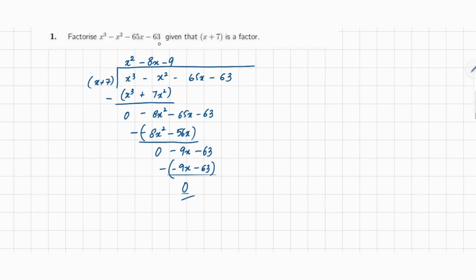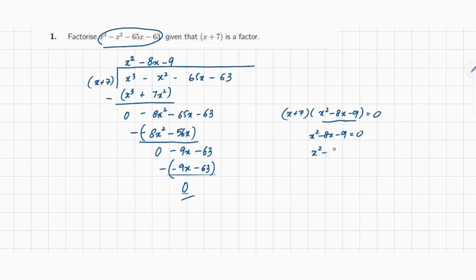So our final answer is this. So our polynomial can be written in the form x plus 7 times x squared minus 8x minus 9 equals 0. We know that x plus 7 is a factor of this polynomial. We can find the other factors from this quotient that we got. So we have x squared minus 8x minus 9 equals 0.